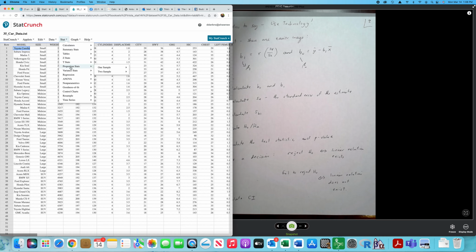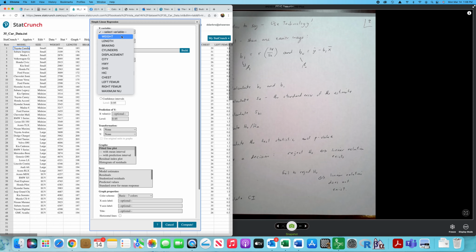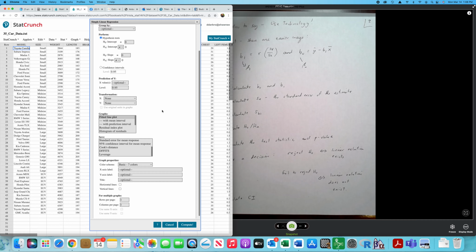So the way I carry this out, come down to regression, go to simple linear, and I want my x variable to be weight, and I want my y variable to be highway miles per gallon. Now, the hypotheses, we're going to set up the intercept equal to 0, intercept not equal to 0. Standard form, the slope is going to be equal to 0, the slope not equal to 0. We'll get into confidence interval later. Really, that's about all we need at this time. There's a lot of cool stuff down here, but unfortunately, I don't have enough time to teach it all to you.